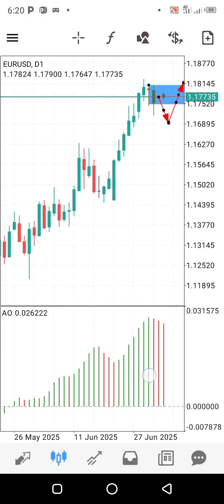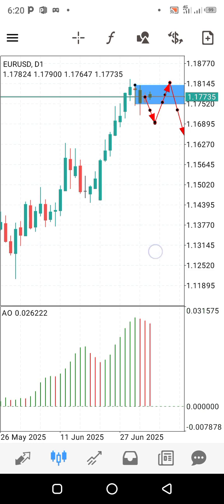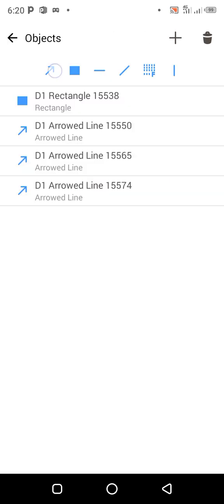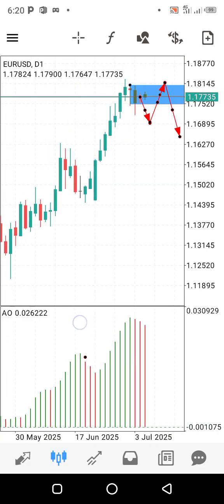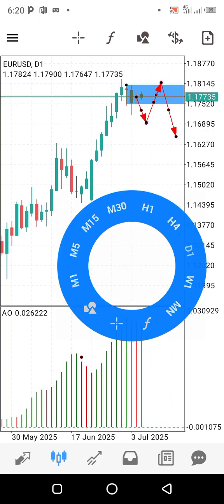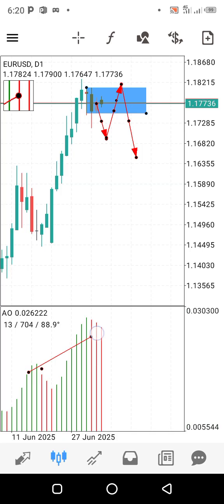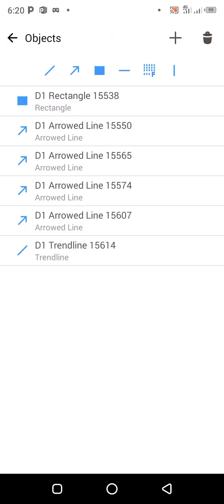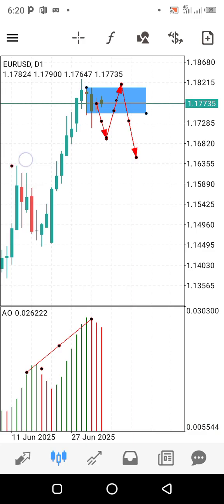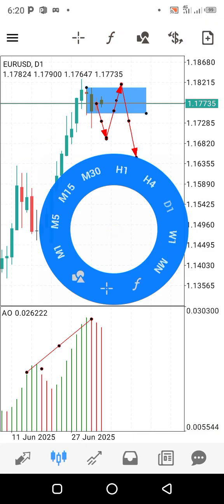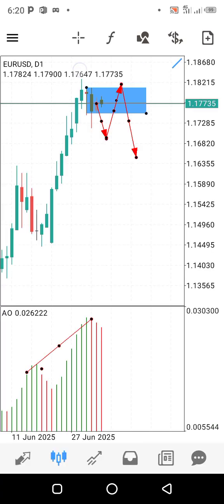So on the awesome oscillator, we see that price is still printing higher highs. Momentum is still following price. There is nothing really new on this. Price is making higher highs. Also, price on the chart is making what? Higher highs. Okay, so given that information, we can see that there is simply no divergence.